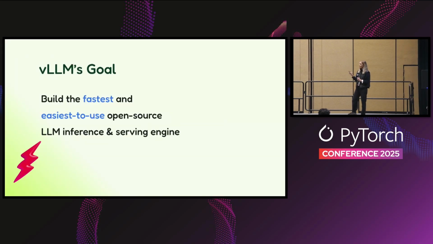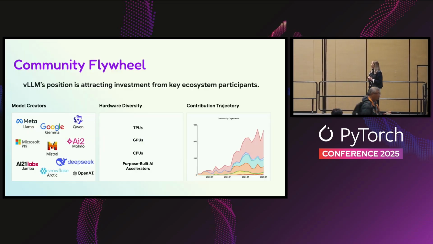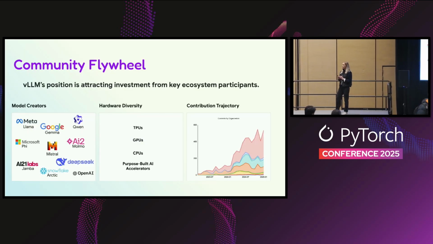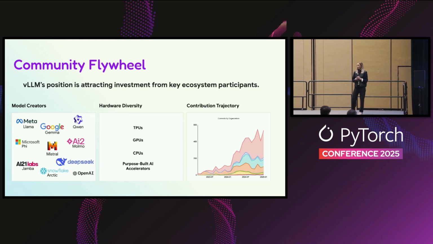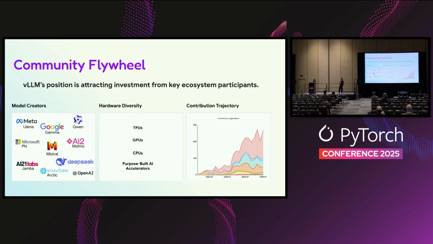So first off, vLLM's primary goal, it's an open source inference engine, and their primary goal is really to build the fastest and easiest to use open source large language model inference and serving engine. It's really created a community flywheel because it does those things very, very well. So it's very easy to use and it's very performant.